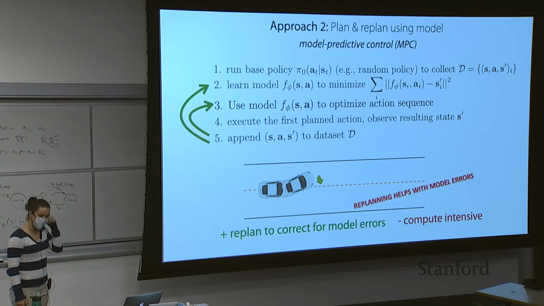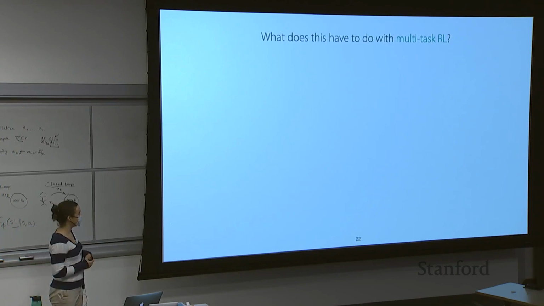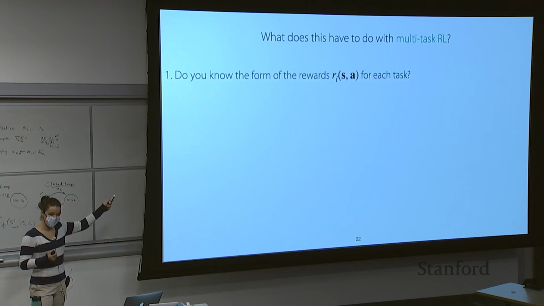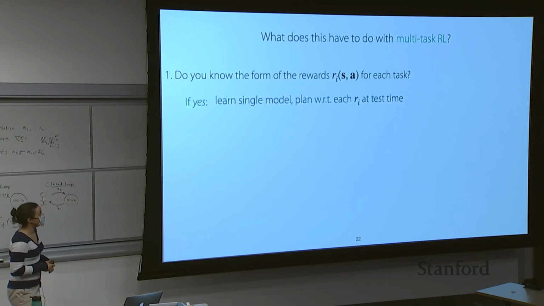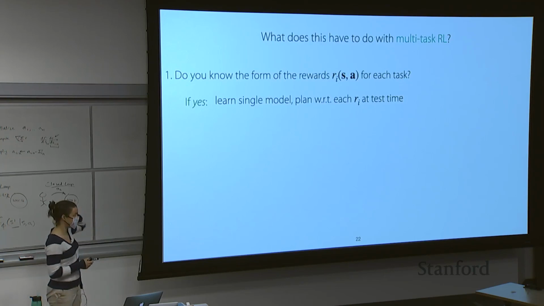Okay, so what does this all have to do with multitask RL? Like I mentioned before, there are two cases with respect to the reward function. In one case, maybe you know the form of the reward function exactly. So maybe you can observe the positions of objects, and your goal is to get the object position to be in a certain position. Then what you could do is learn a single model and then plan with respect to each of your reward functions at test time. If you're told that you should do task 1, then you can plan with respect to the reward for task 1, and likewise for the other tasks.